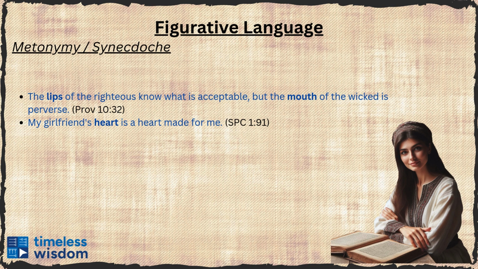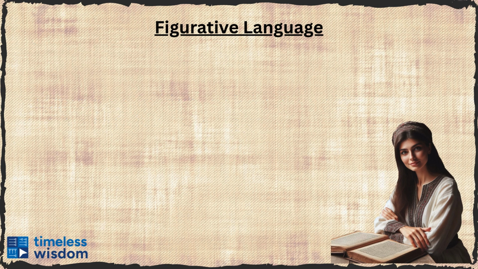Examples. The lips of the righteous know what is acceptable, but the mouth of the wicked is perverse. Proverbs 10 verse 32. Lips or a mouth would not speak without the whole person behind them. My girlfriend's heart is a heart made for me. Sumerian Proverb Collection 1:91. The heart represents the whole person, body, and soul.